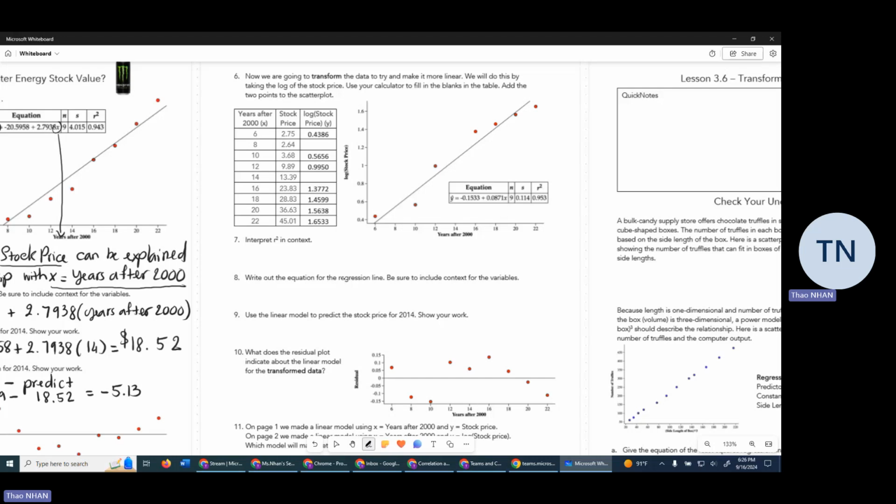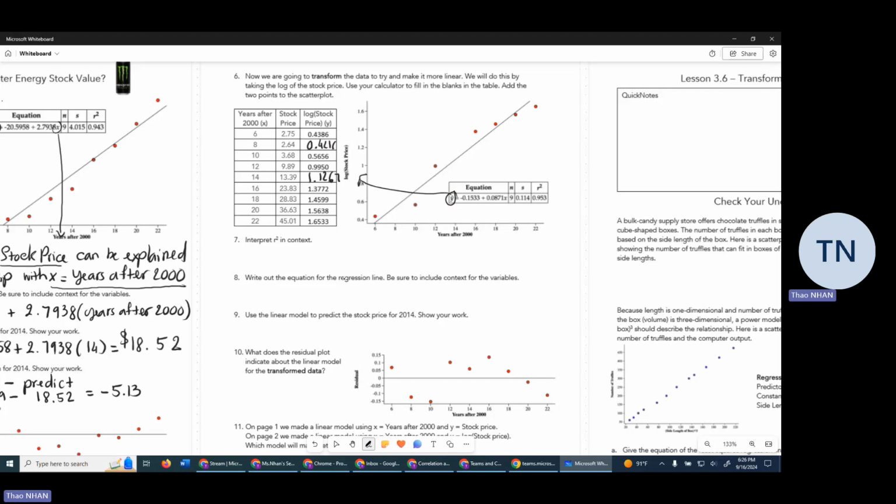To fill in here, you're going to just take the log of the stock price. So stock price is right here. If you take the log of that, you get this number. I'm going to go ahead and fill in the one that is blank, but you can do that on your own. So just take the log of 2.64 from the calculator. It's going to go to 0.4216 here, and down here, take the log of 13.39, and you will get 1.1267.